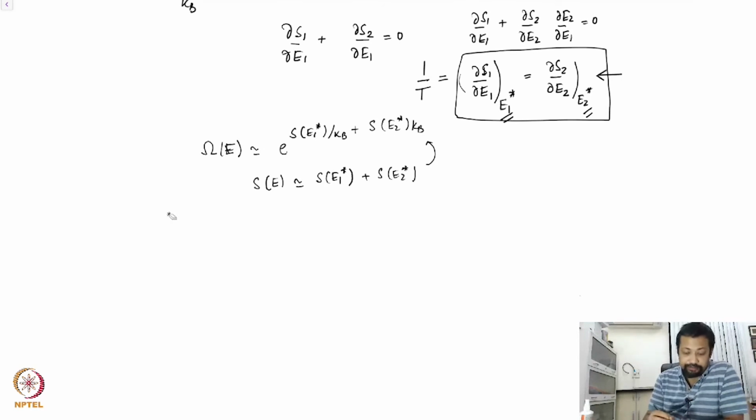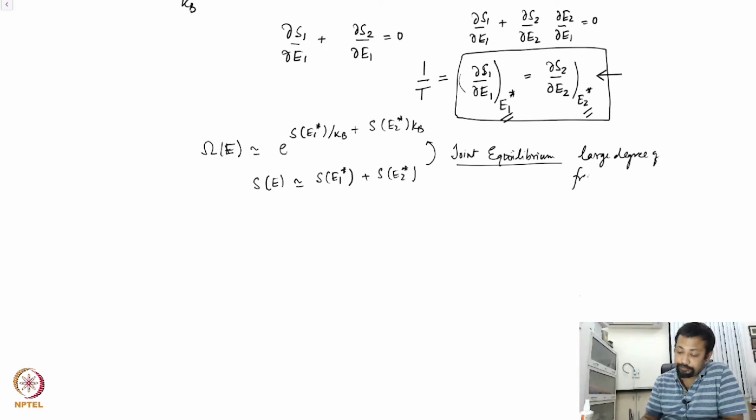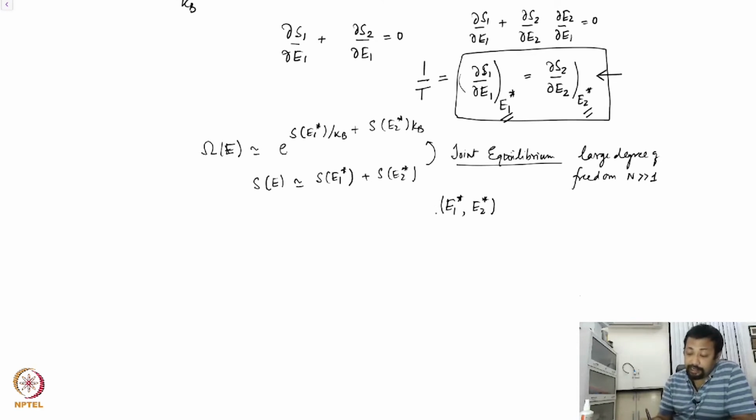Now, the above definition of joint equilibrium essentially rests on the fact that there is a large number of degrees of freedom, much larger than 1, that makes it exponentially unlikely that the component energies of the system are anything other than E1 star and E2 star, which effectively means that the equilibrium point is such that a larger number of accessible states have the energies E1 star and E2 star than any other energies.